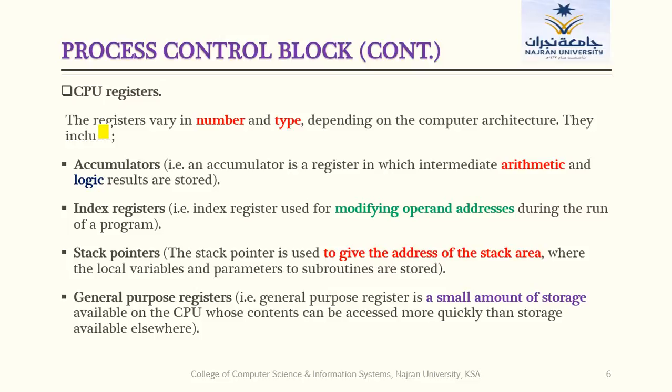Then we have the CPU registers. That is a very important concept. The registers in an operating system vary in number and type, and it depends on the architecture that we are using. Mainly in all architectures you will find accumulators, index registers, stack pointers, and general purpose registers. These are common registers that will be available.